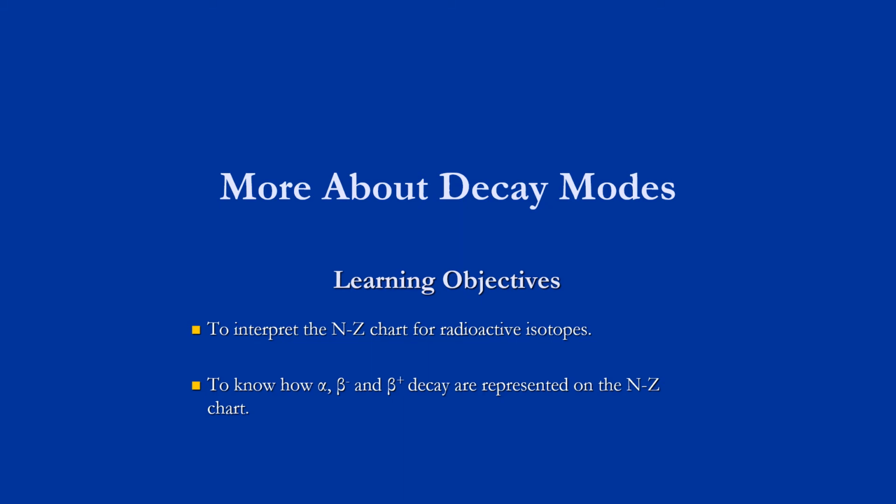We're looking at nuclear decay and in particular nuclear decay modes. Objectives are to interpret the NZ chart for radioactive isotopes and to know how alpha, beta minus and beta plus decay are represented on the NZ chart or graph.